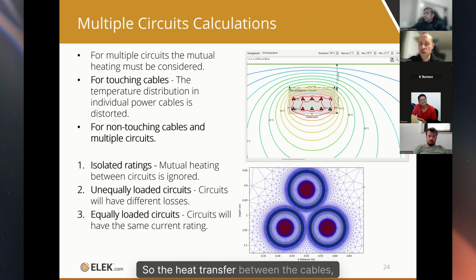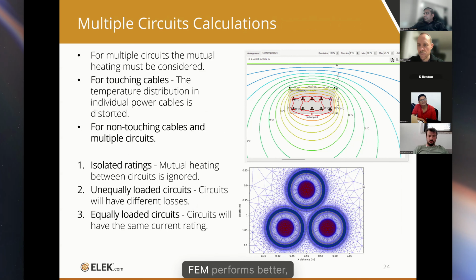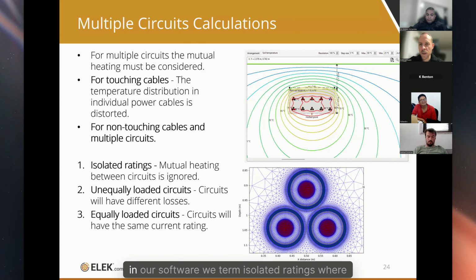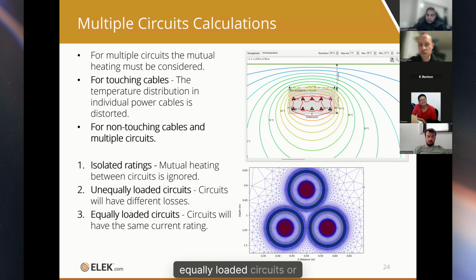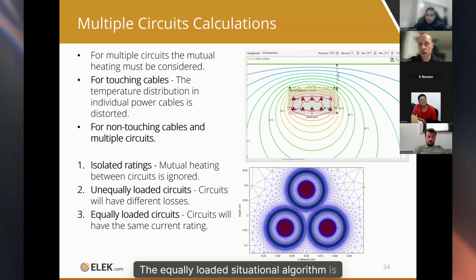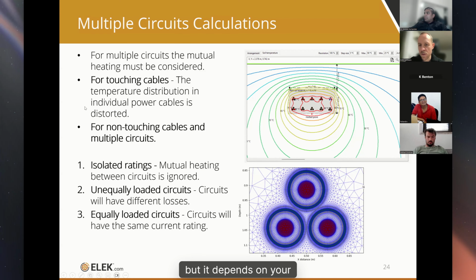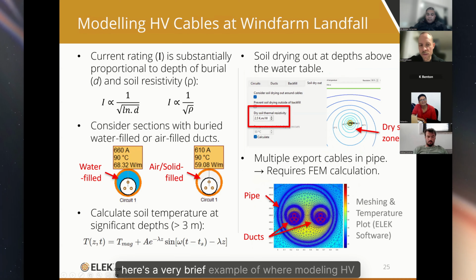So the heat transfer between the cables, especially touching cables, is quite complicated. FEM performs better. It gives better results than IEC-based mutual heating calculations. You could consider that the cables in our software we term isolated ratings, where mutual heating is ignored, equally loaded circuits or non-equally loaded. The equally loaded situation or algorithm requires more iterations than an unequally loaded calculation, but it depends on your situation.